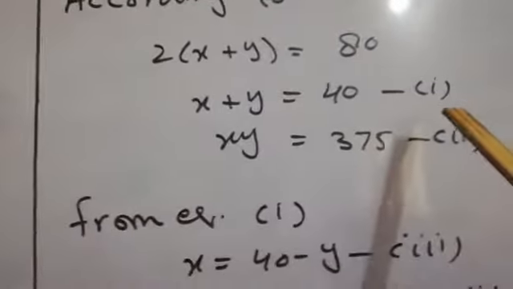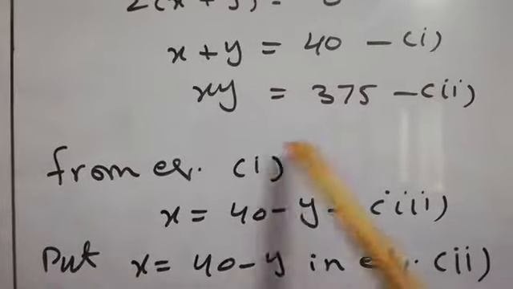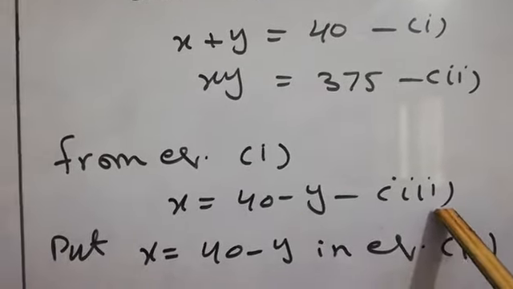Now from equation number 1 we will find the value of x temporarily. x equals 40 minus y. This is equation number 3.